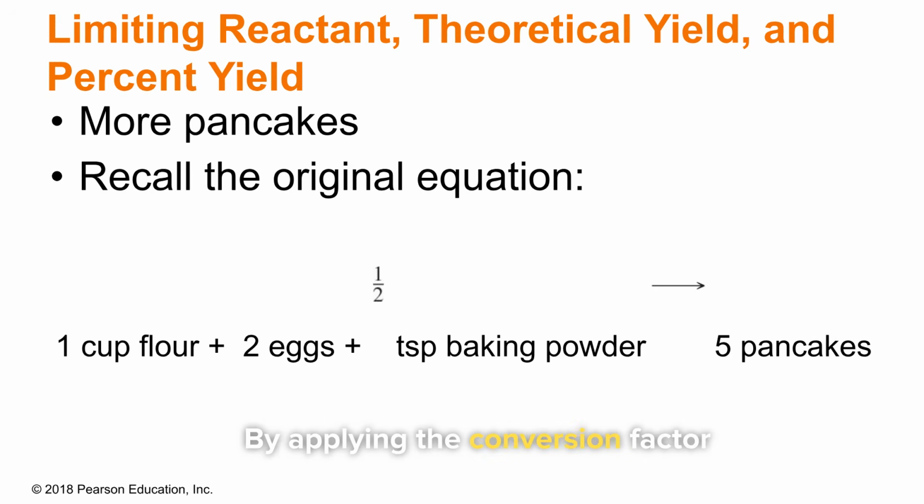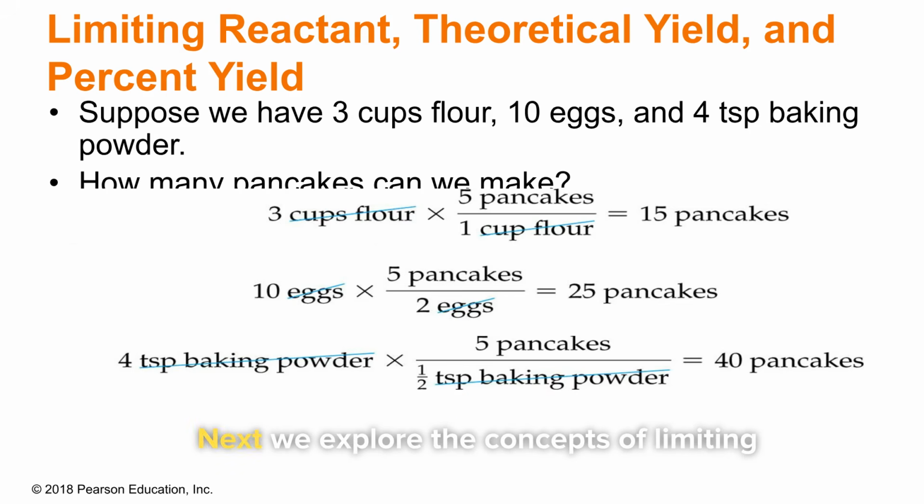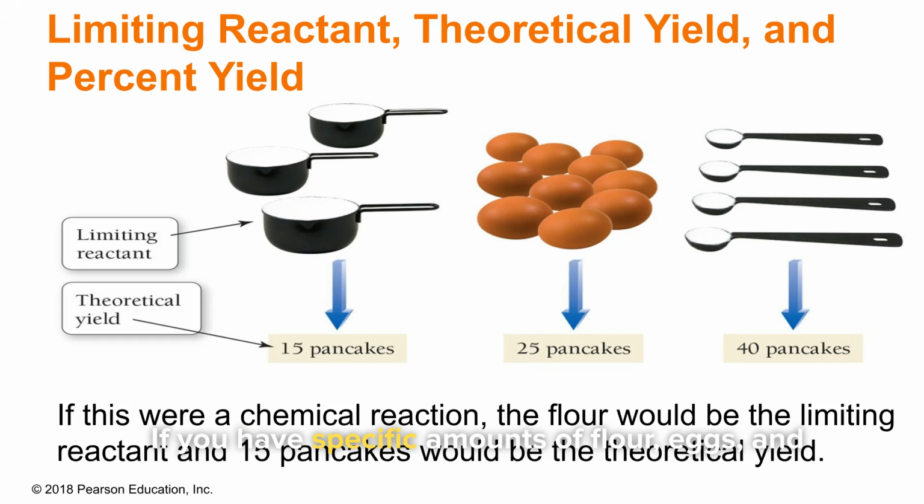By applying the conversion factors systematically, we can calculate that 500 grams of octane will result in approximately 1.5 times 10 to the 3rd grams of carbon dioxide. Next, we explore the concepts of limiting reactants, theoretical yields, and percent yields, using another familiar analogy, making pancakes. If you have specific amounts of flour, eggs, and baking powder, the quantity of each ingredient determines the maximum number of pancakes you can produce.